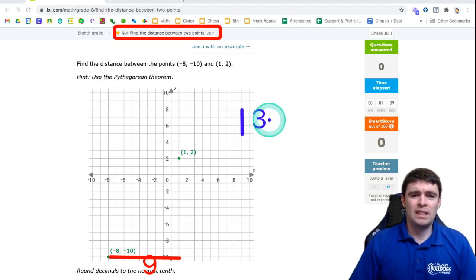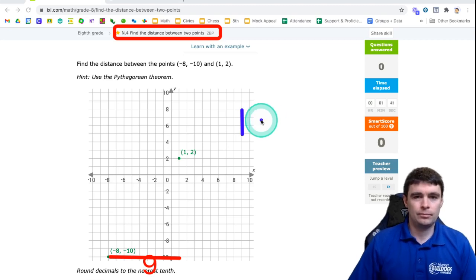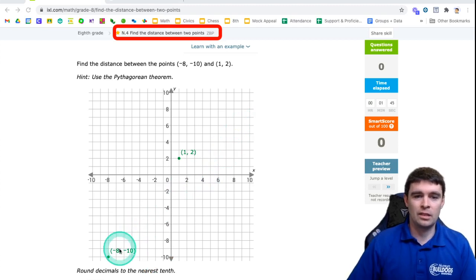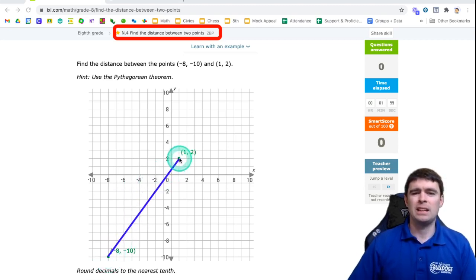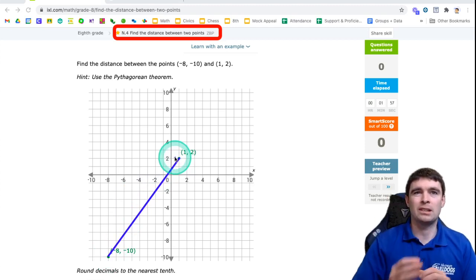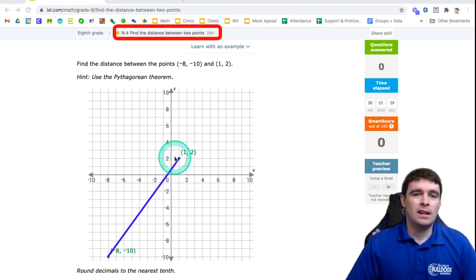However, if we have a diagonal line, for example, something that connects this green dot at -8 and -10, with this dot up there at 1 and 2, we can't really use the graph to count how many spaces long that is. However, there's something really important that we can do.